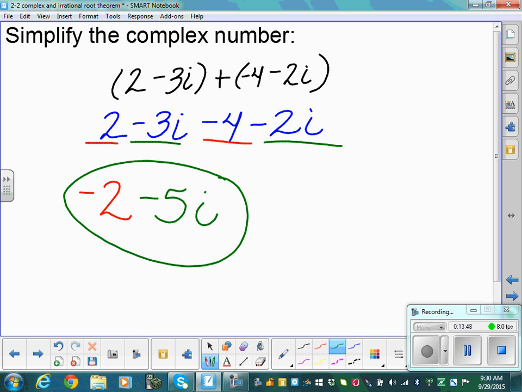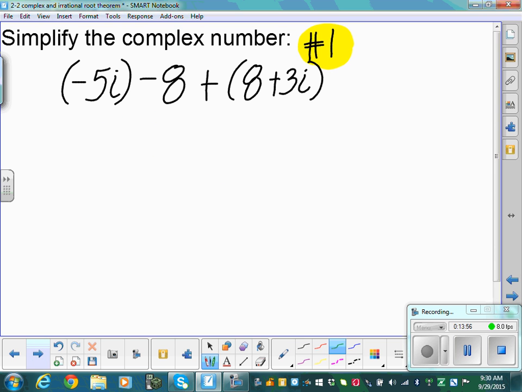Do you have questions? If you do and you don't understand something, you need to ask, please. No questions whatsoever? Okay. We're going to do number 1 together. Here we go. So number 1 on the worksheet has -5i minus 8 plus 8 plus 3i.